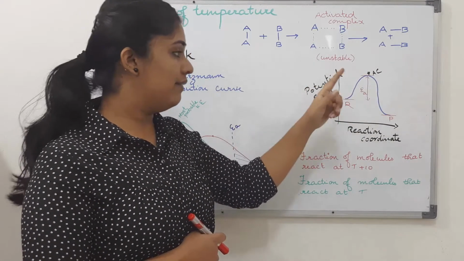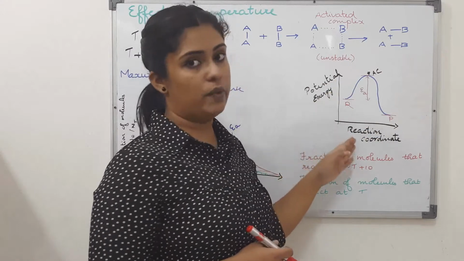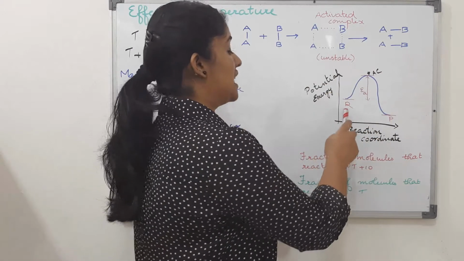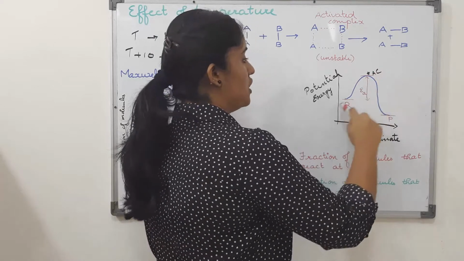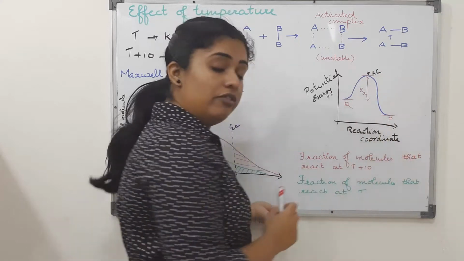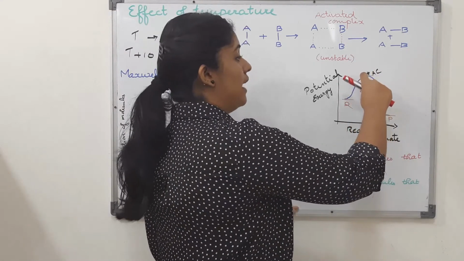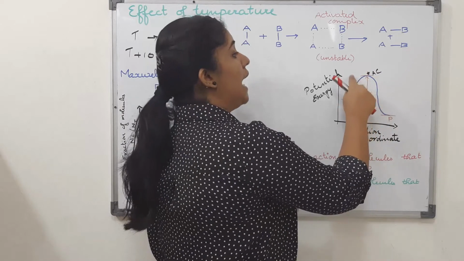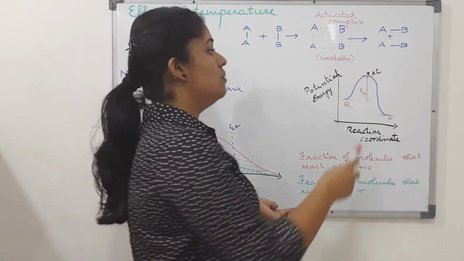So, this can be graphically represented in this form, where we have a graph between potential energy and reaction coordinate. The reactant slowly gets converted to an activated complex, the energy increases at the activated complex, and then it finally forms the product P. This energy gap between the reactants and the activated complex is called the activation energy, termed EA.